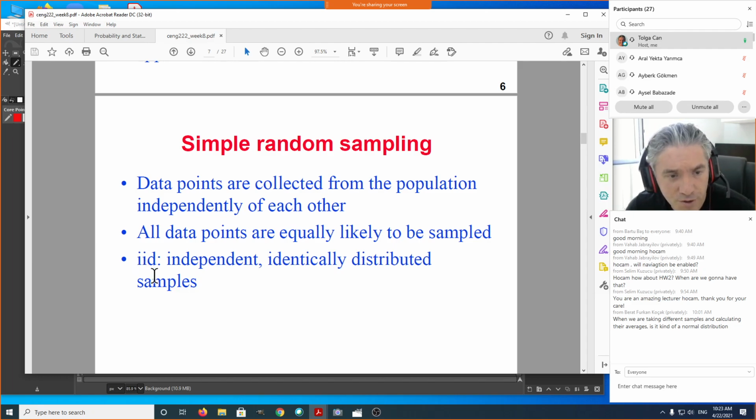Here, this term, independent identically distributed sample, or IID, is the term we use when we have these unbiased random samples we collect from the population.